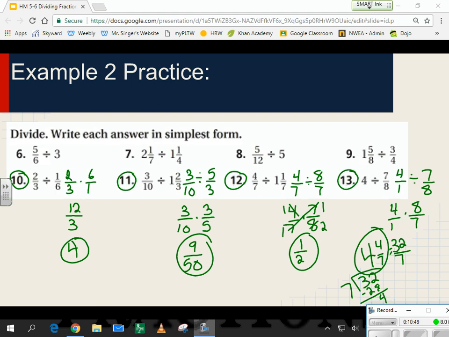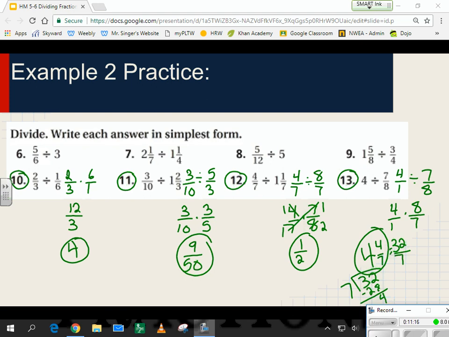Woo! All right, so for number 10, I had 2/3 divided by 1/6. I flipped 1/6 to be 6 over 1, and I saw that you get 12/3. When I simplified, I noticed 3 goes into 12 evenly 4 times. For 11, I had to change 1 2/3 to 5/3. Then I flipped it to be 3/10 times 3/5, and I got 9/50.